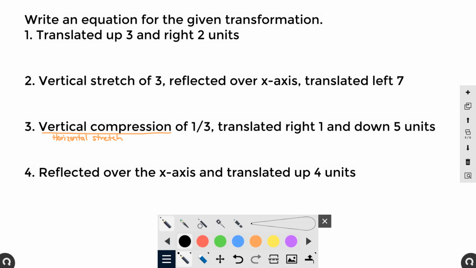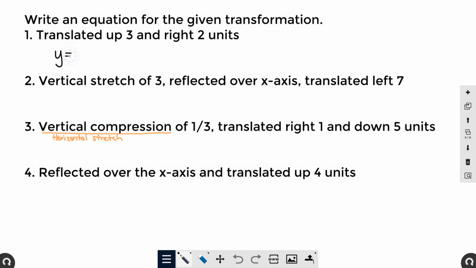All right, let's go ahead and write some of these equations. So if it is translated up 3 and right 2. So we're going to start with y equals, and I'm going to make a big square root. But something's going to be inside that square root. What's going to be inside? Minus 2 to make it move right 2. And on the outside, I would put plus 3. Very good. And that's it. That's what we do to write our equation. So it's got to have a square root in it.